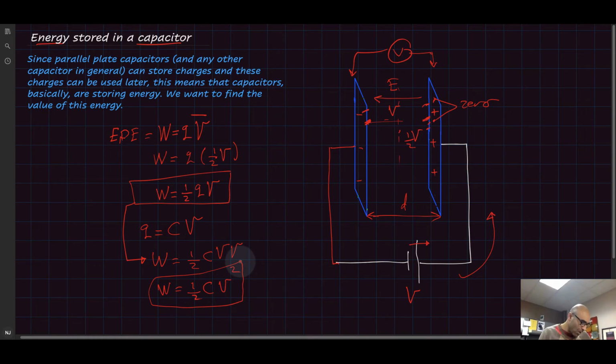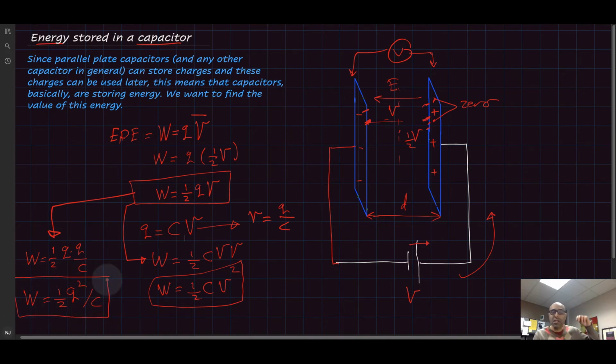Okay. All right. Is there another form? Yeah, you bet. Q equals CV, which means that V equals Q over C. So I'm going to take that one and write it down like this. W is equal to 1/2, Q comes down as it is, and now V is equal to Q over C. So I end up with W equal to 1/2 Q squared divided by C. And that's a third form of the energy stored in a capacitor.